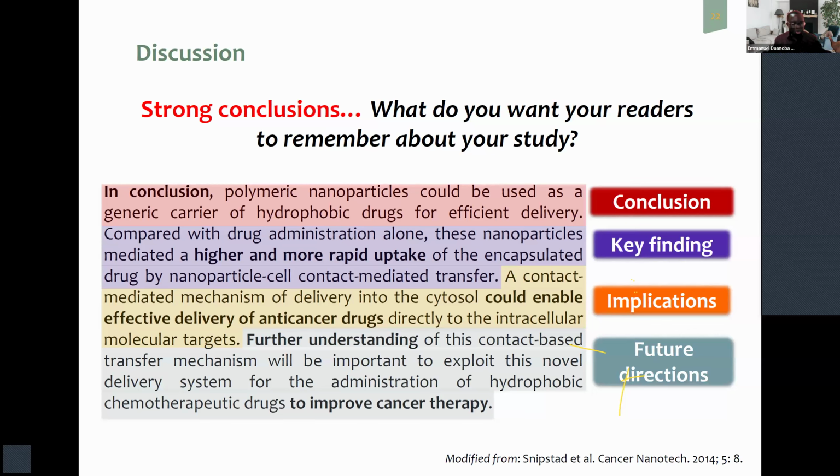The first sentence in the conclusion actually summarizes everything. Then you have brought the key thing you found, a higher and more rapid uptake. That whole sentence, the second sentence there. Then the third sentence, a contact-mediated mechanism of delivery into the system could enable, so implications. Then future directions, further understanding of this. So that is how the conclusion of your discussion should flow. It should have a conclusion, key finding, implications, and future directions.